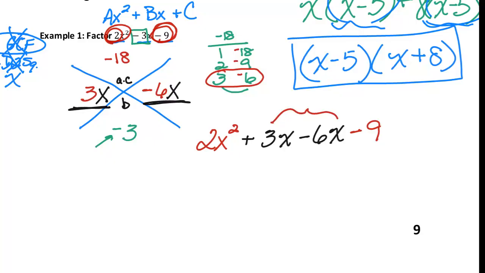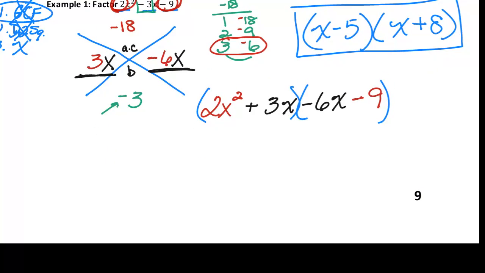We are not going to combine these. I had somebody combine those back together and say, oh, that's -3x. We don't want to do that. We want to factor by grouping. So group the first 2 together and group the second 2 together. Okay? So 2x squared plus 3x.